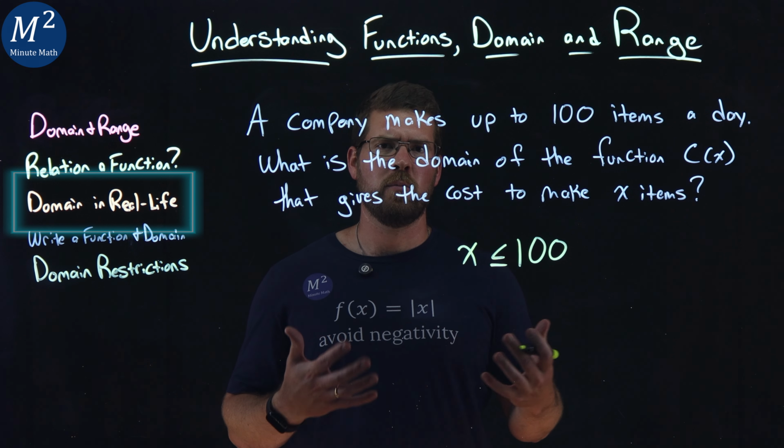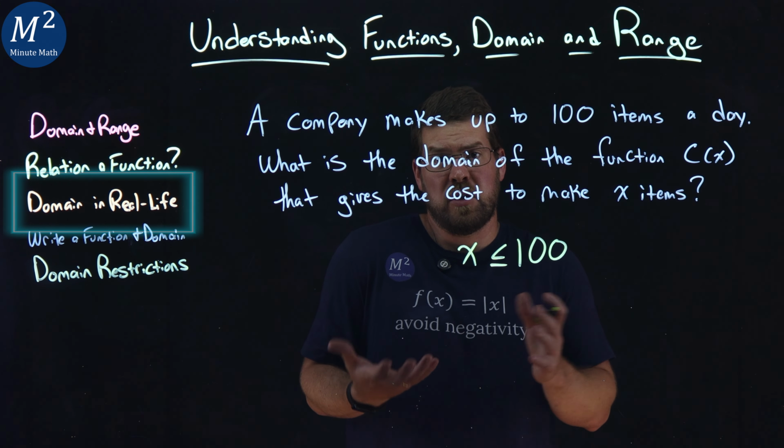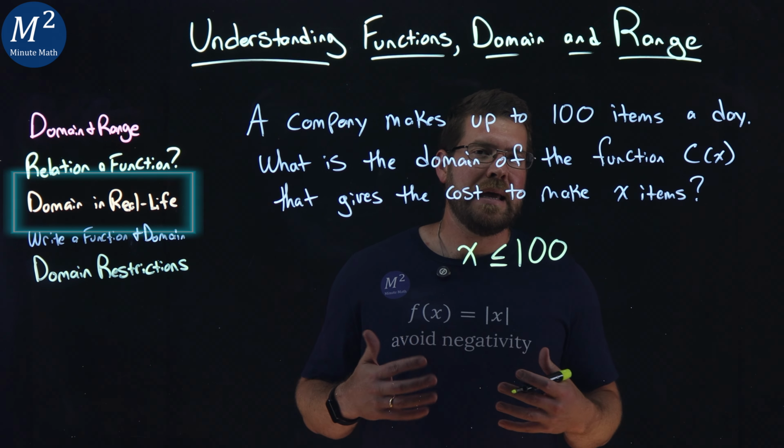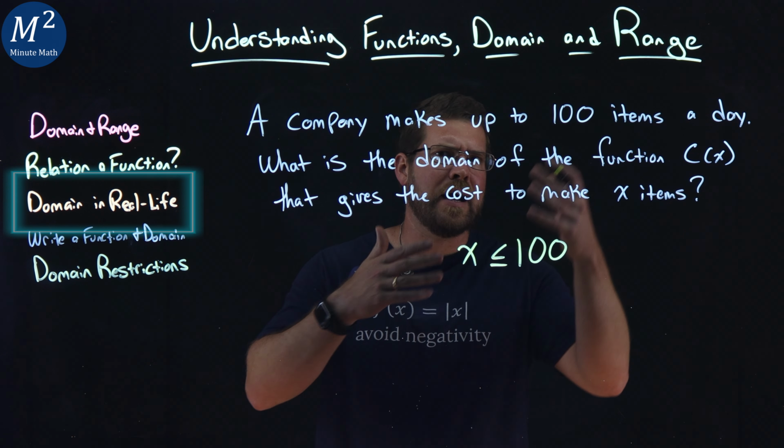Right? And what is within reason? Well, the company can make 0 items in a day, right? That's the lowest that it can make. It can't make negative items, right? We can't have negative items made.